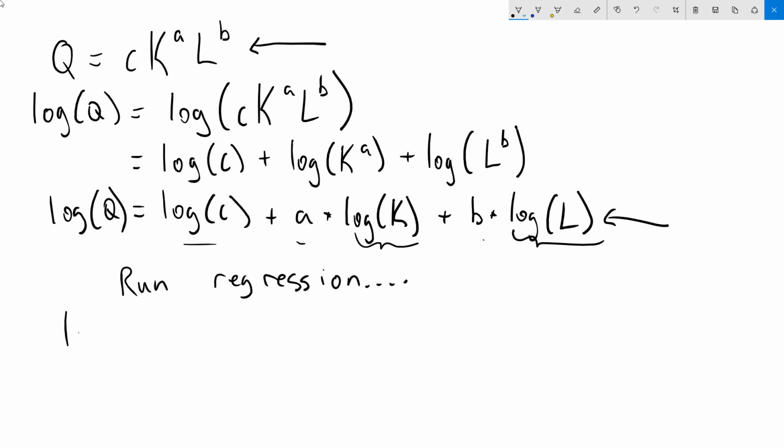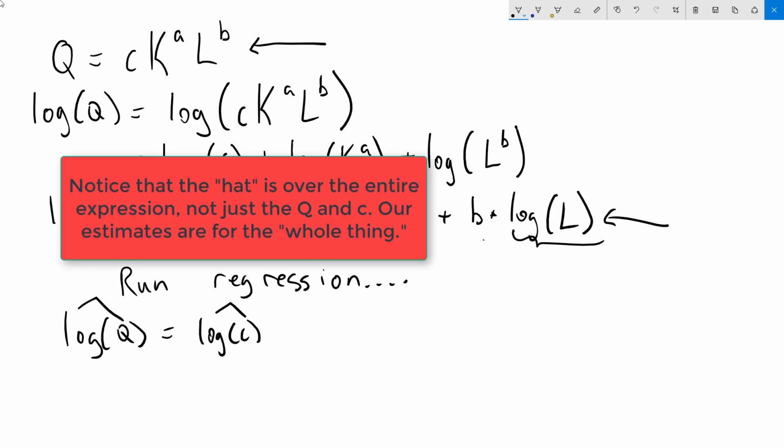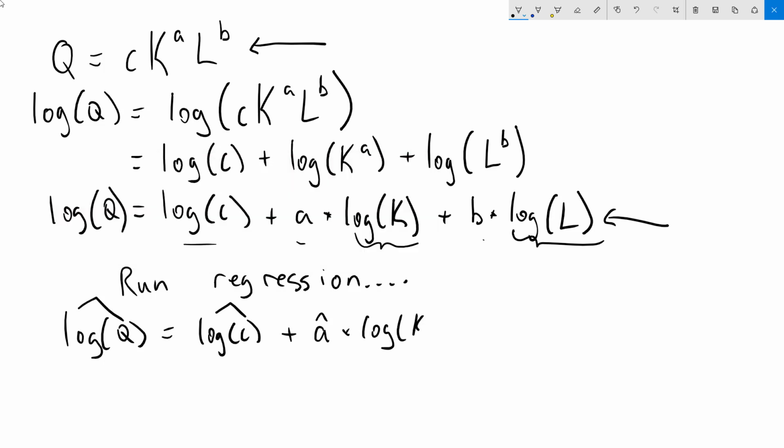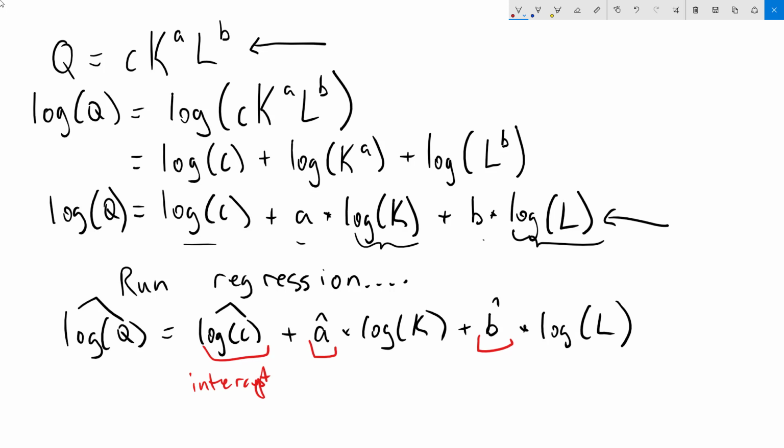And what we'll get is log of Q hat equals log of c hat plus a hat times log of K plus b hat times log of L. Again, these three things here are going to be what shows up in our regression table. Log of c hat is going to be our intercept, and then a hat and b hat are going to be down there alongside log of K and log of L.